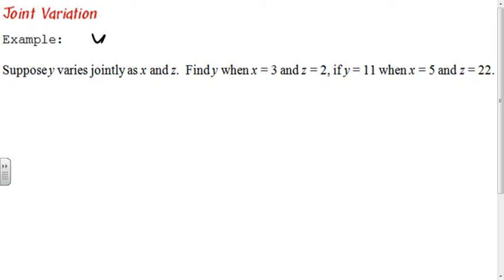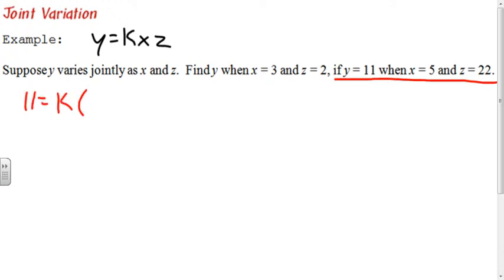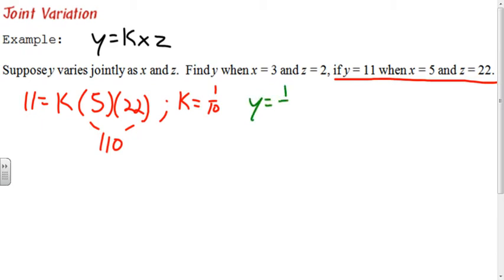Another joint variation example, so again, y equals kxz. If y equals 11 when x equals 5 and z is 22, so 11 equals k, x is 5, z is 22. 5 times 22 comes out to 110. So divide both sides by 110 to find that k equals 1/10. So we know that y equals 1/10 of x and z.